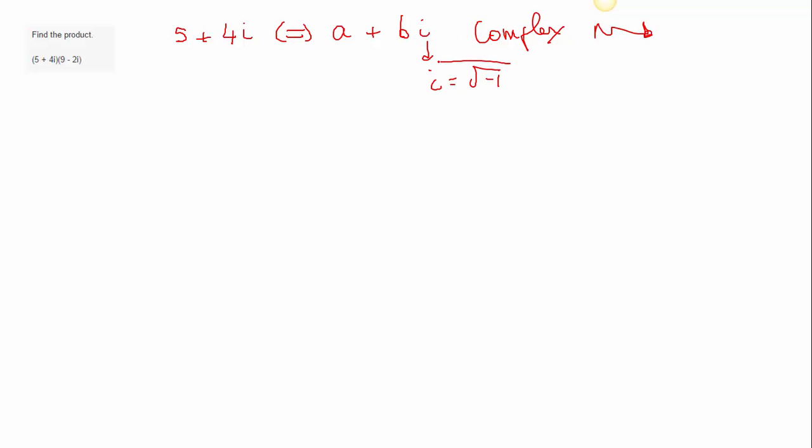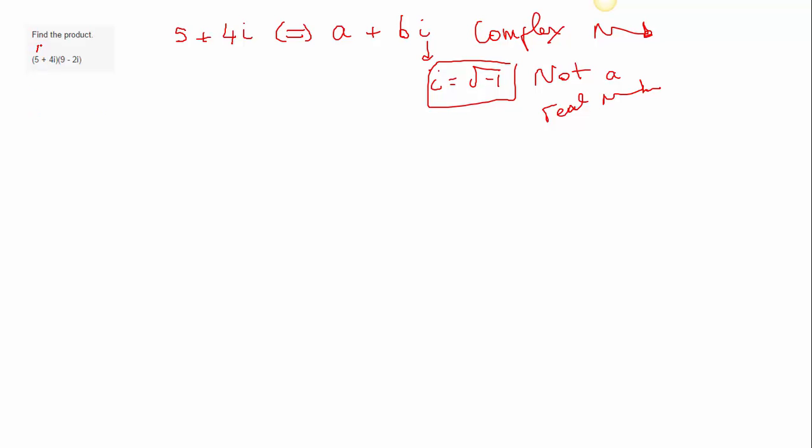Let's find the product of two complex numbers. So 5 plus 4i is written as a plus bi, and this is called a complex number. It's a complex number because i is equal to the square root of negative 1, and i is not a real number. You cannot find the square root of negative 1, right? Because 1 times 1 is 1, negative 1 times negative 1 is plus 1, so we cannot find the square root of negative 1. That's why this is a complex number.